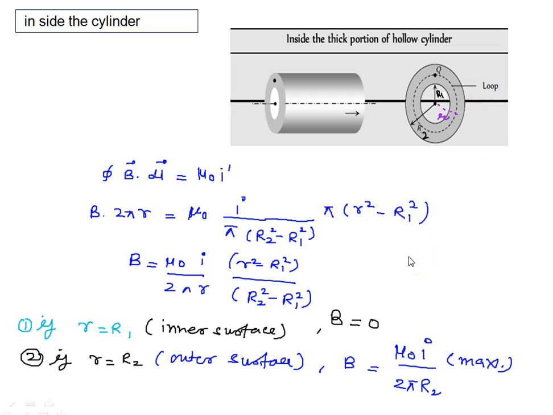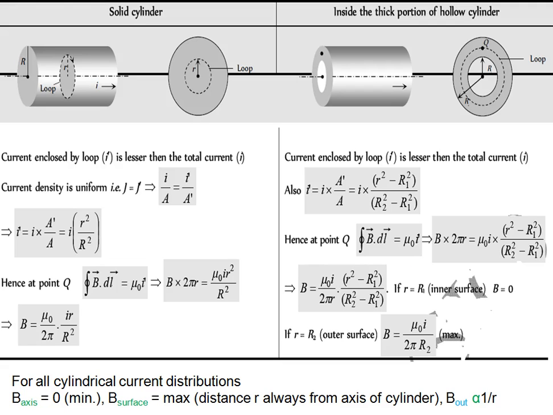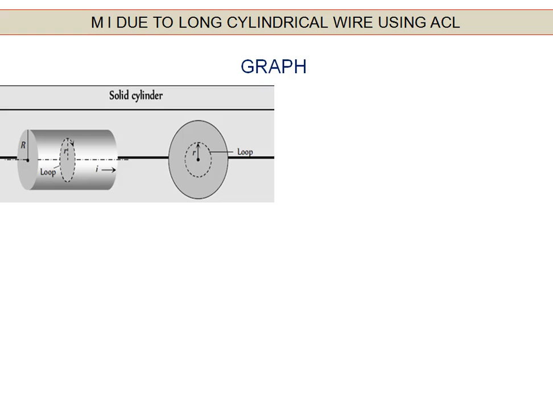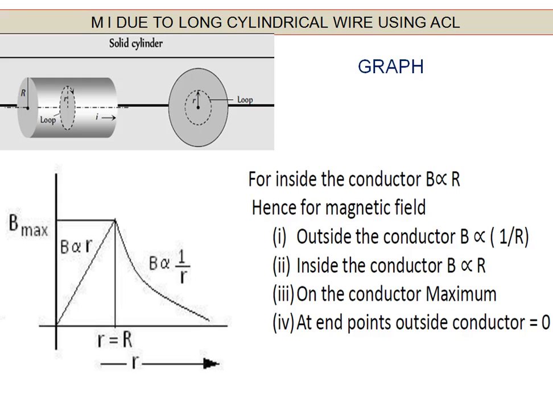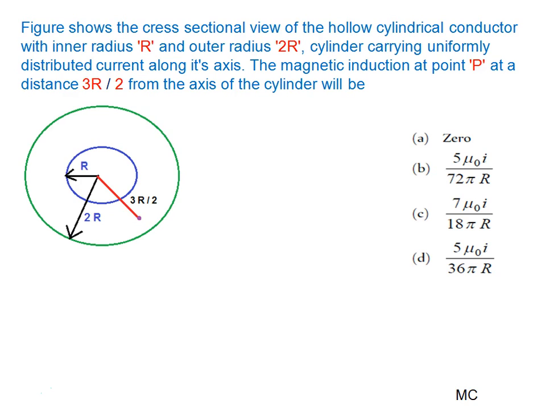I hope it is clear to you. So this I have discussed. Now graph I will show you. B is proportional to r inside, outside it is proportional to 1 by r. Now there is a question for you. All of you just pause the video and try to solve this question.